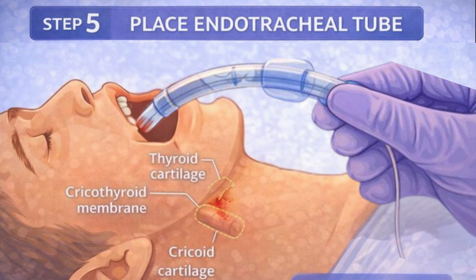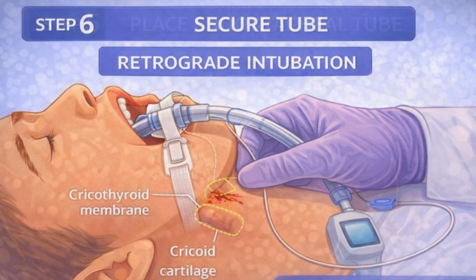Thread the endotracheal tube over the wire. Advance the tube gently along the wire, guiding it down toward the trachea. As the tube enters the airway, continue advancing until the cuff has passed into the trachea. Then remove the guide wire completely. Inflate the cuff. Ventilate the patient. Confirm placement with chest rise and end tidal CO2.